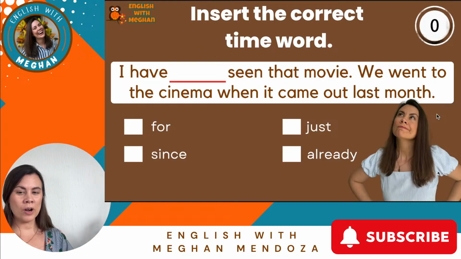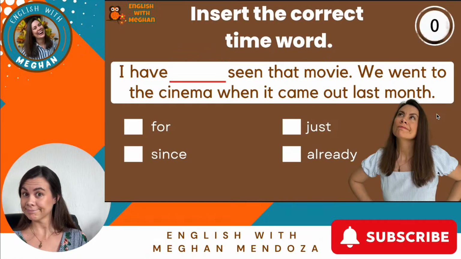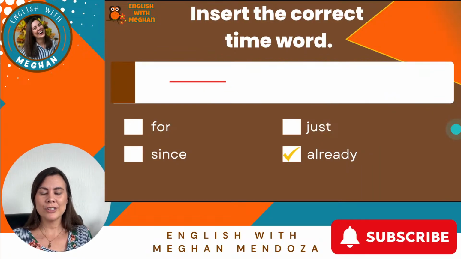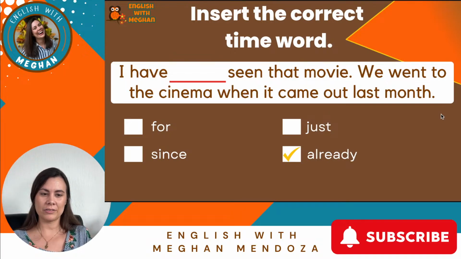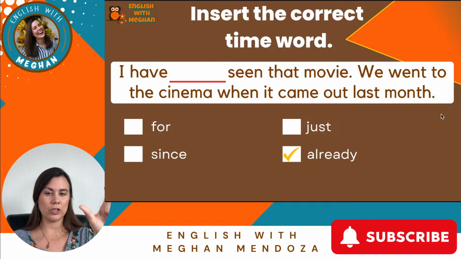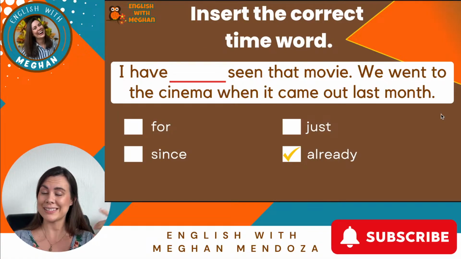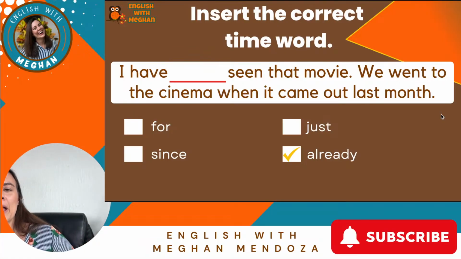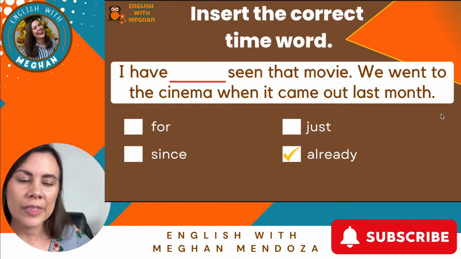Okay, is it for, since, just, or already? Let me know. And the answer is already. Now, interesting, you might have put just because it's going between have and seen, which is the past participle of see, of course. So we were between just and already, but how did we know the difference?